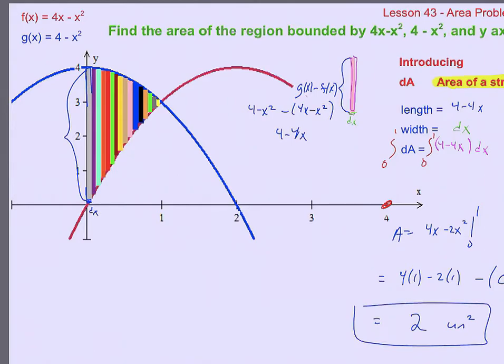The key here is that we started with dimensions of the small little area, the dA, area of a strip. Using that language is important. The dimensions of that little strip was 4 minus 4x by dx. And so the area of that little strip was 4 minus 4x times dx. And so the area of all of the strips put together is the definite integral of 4 minus 4x dx from 0 to 1. Now you might be asking, how would I know about the 1?